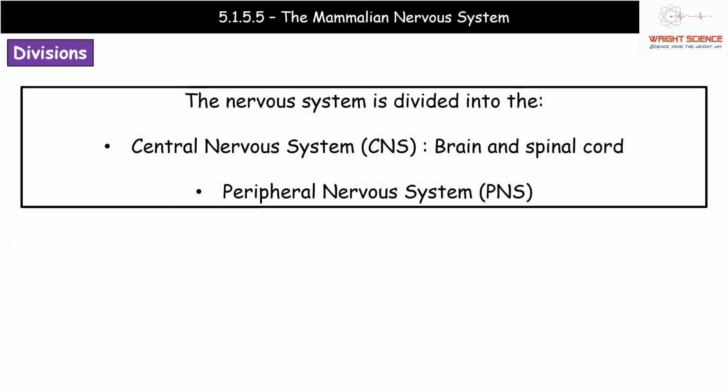Right, in terms of the divisions then, starting with the most basic division that we find, and this is one you should already have encountered back in GCSE, our nervous system is divided up into the central nervous system, CNS, which is your brain and spinal cord, and then the peripheral nervous system, the PNS, which are basically all the bits not the brain and spinal cord.